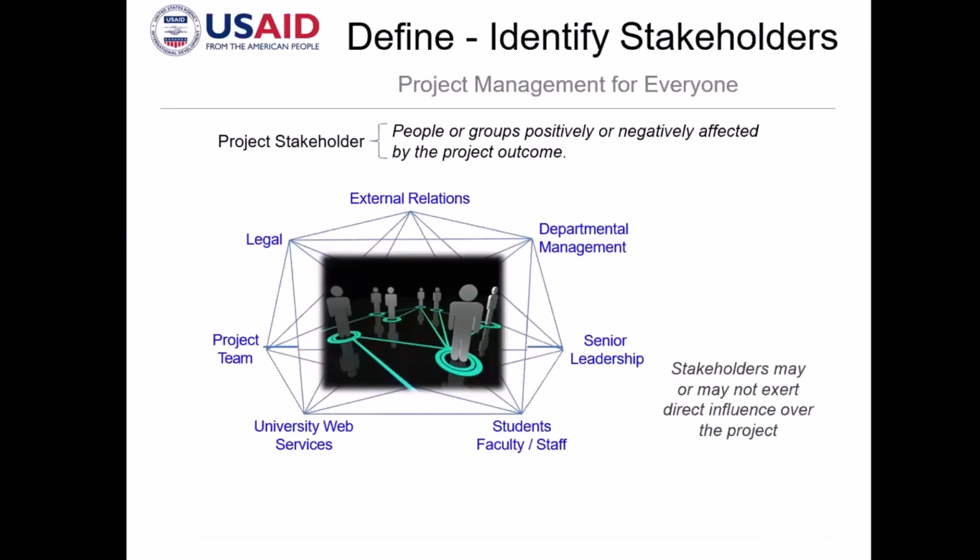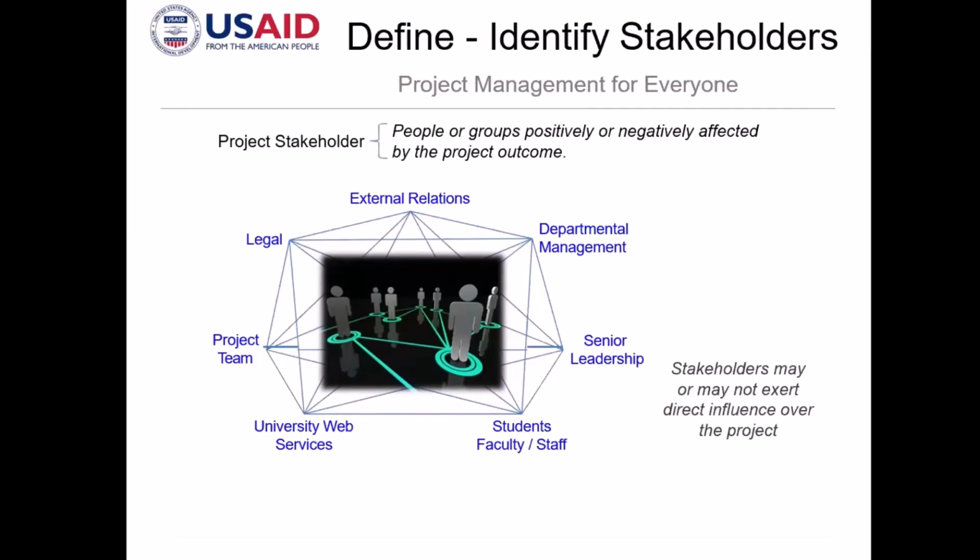So who are the project stakeholders? People or groups positively or negatively affected by the project are all stakeholders, right? So as you can see, it comes from a diverse group of people, like, for example, your legal team can be a stakeholder. External vendors can be a stakeholder. Department heads will be a stakeholder. Your senior leadership are stakeholders. Staff can be stakeholders. And of course, the whole project team are stakeholders.